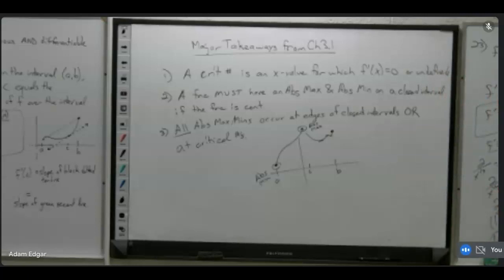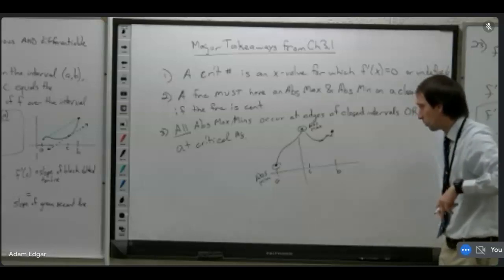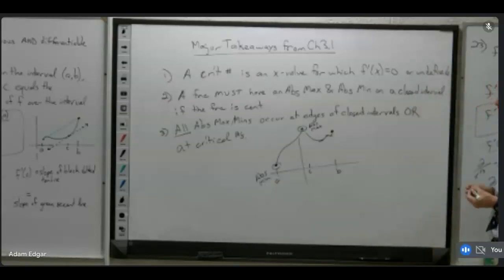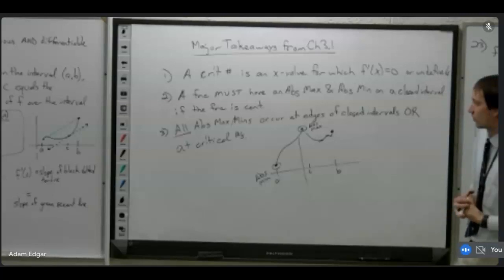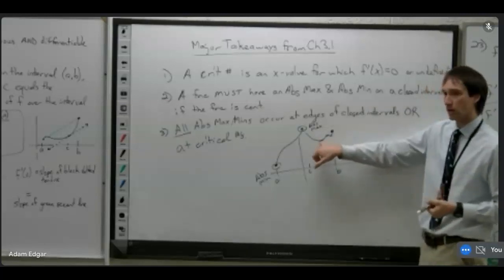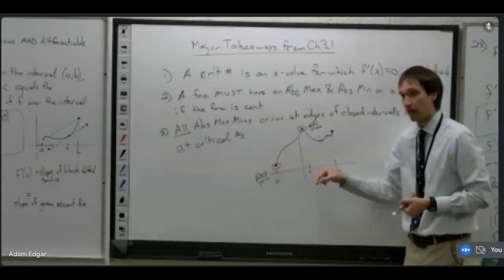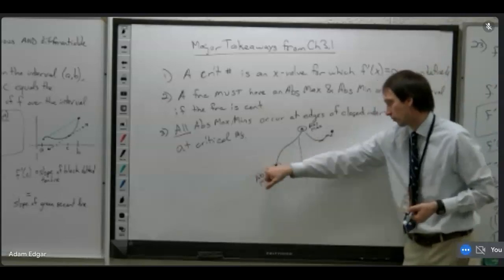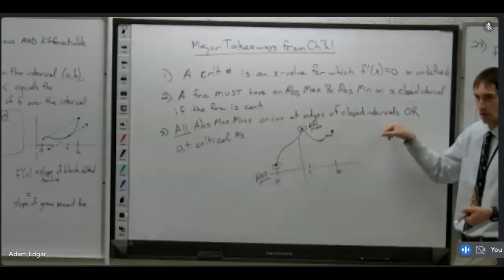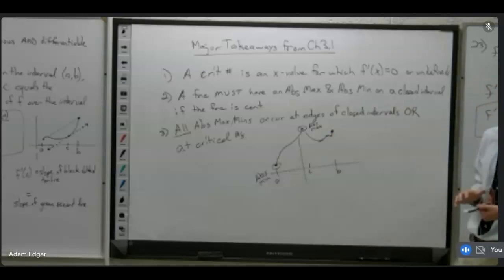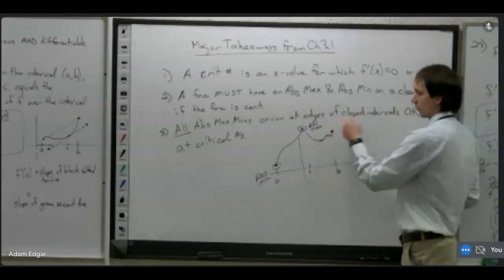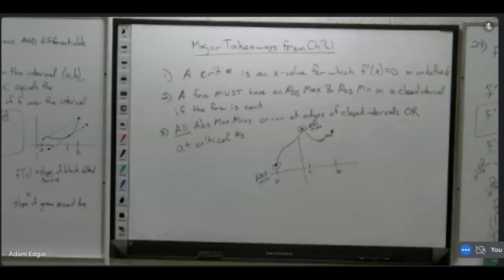Yes? Are the endpoints also relative maximums or minimums? Nope. An endpoint can't be a relative maximum or minimum, because relative means you're higher or lower than the points surrounding you, and that implies a before and after. And the endpoint doesn't have a before or an after on the other end. So relative maximums and minimums only happen at critical values. They don't happen at endpoints. It's a good question. So those are our major takeaways from chapter 3.1.